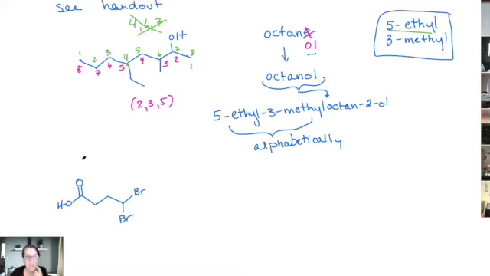What is the root for 4 carbons? Take a look at your list.